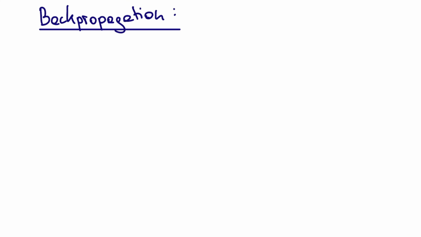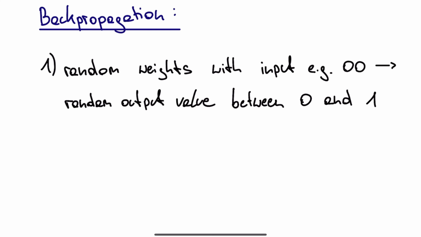So in the beginning, we initialize the weights randomly and the biases as well. As we saw earlier, we have two neurons in the hidden layer, each of which has two weights, and the output neuron also has two weights. On top of that, each of those three neurons has one bias. Now once we've initialized everything, we feed in our first input. For example, the input 0, 0.